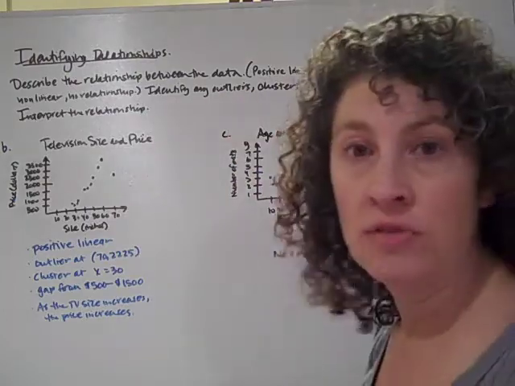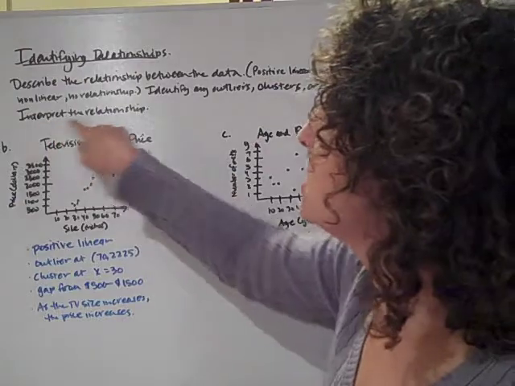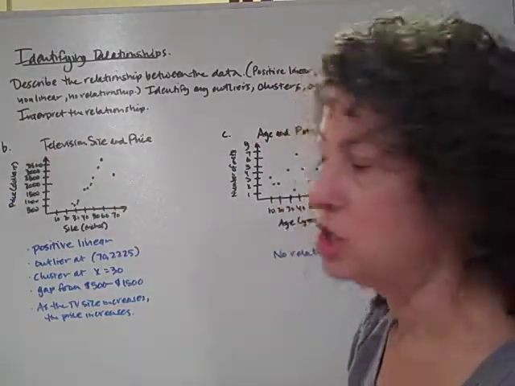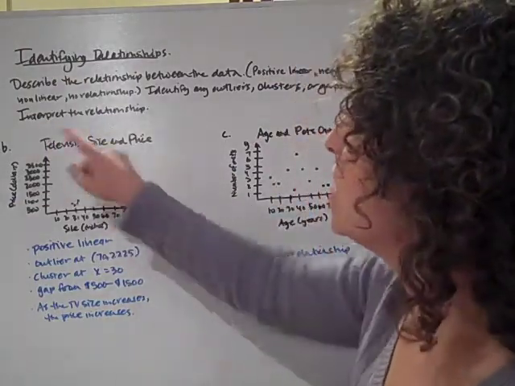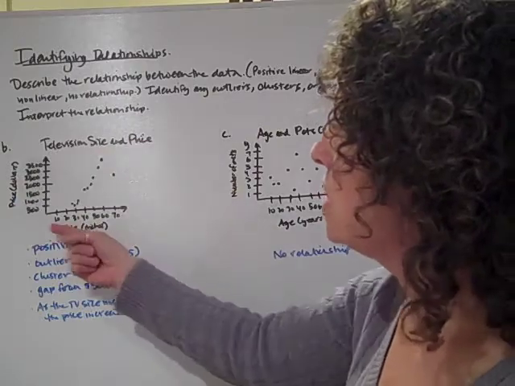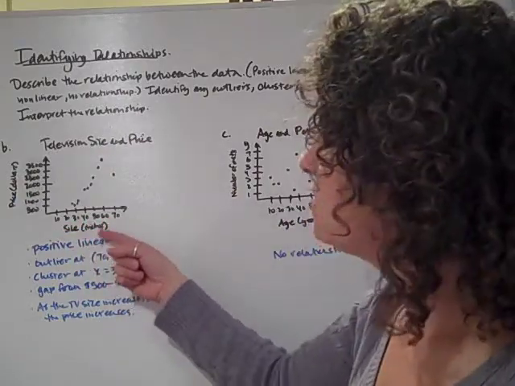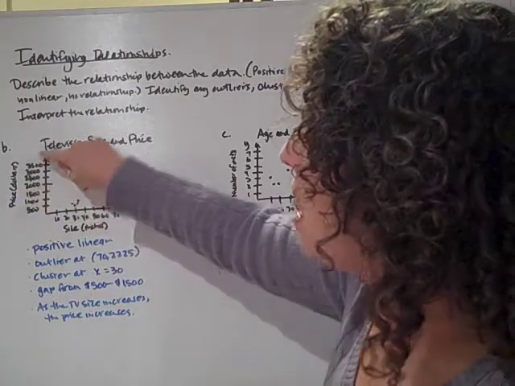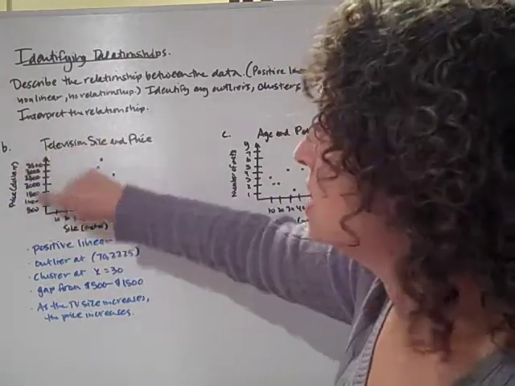So we're going to see if there are any of those in our data. And the last thing we're going to do is interpret the relationship. All right, so let's take a look at this first graph. We've got television size and price. On my x-axis, I have the size of a television in inches, and on my y-axis, I have the price of the television in dollars.